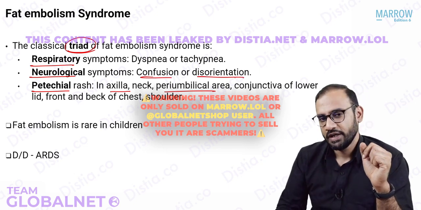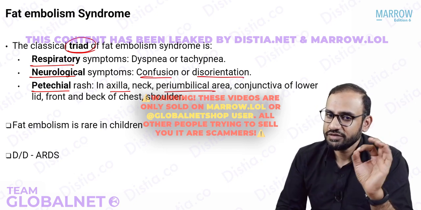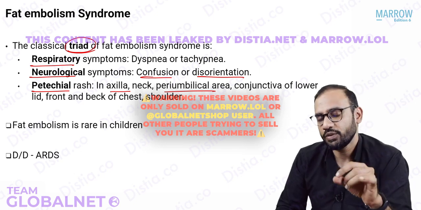Confusion or coma. And it is rare in children because in children, the shaft of the femur or the long bones contain marrow rather than fat.